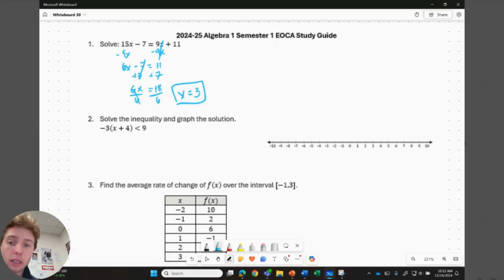Second one, same idea. You've got a problem and it just says solve it. So just start by solving it. I know some people get confused by the graph. Ignore the graph at first if you want to. Distribute, you can move the values away.